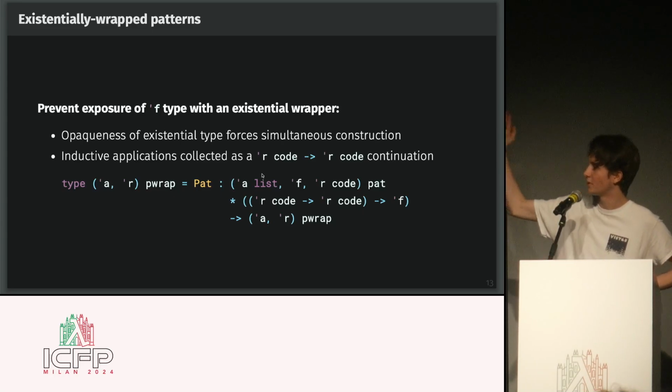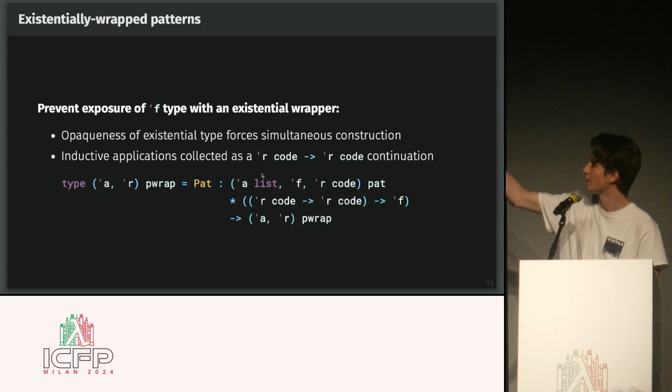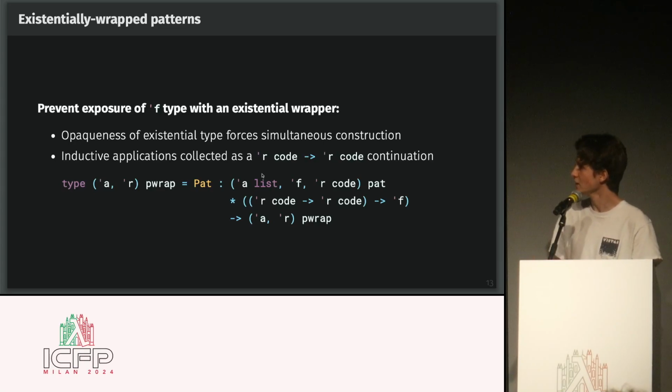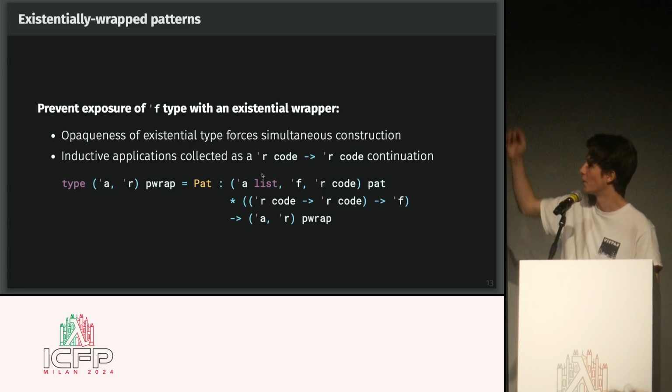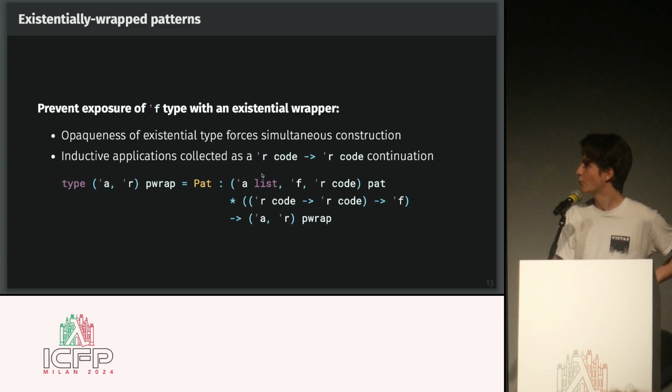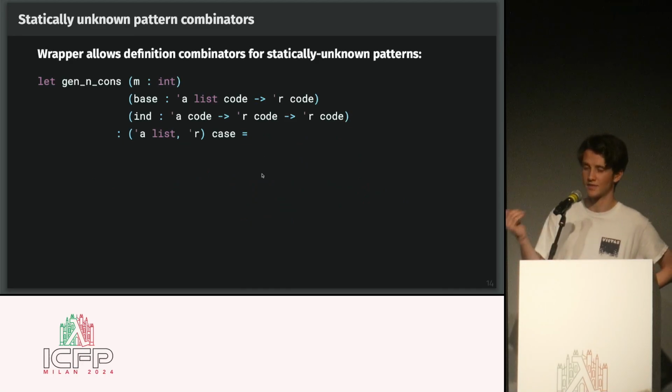In this specific case for the list map example, we can restrict the pattern to be a list pattern of some number of conses. And you'll see the other thing we pass in is this idea of a continuation, which will produce our F, which is the body. From this definition of a wrapper, we can then define some combinators to generate statically unknown patterns.